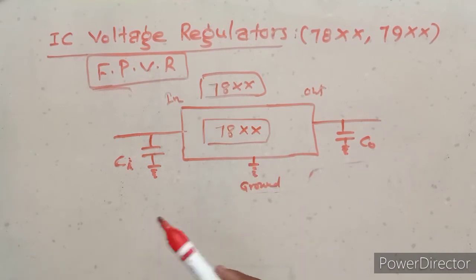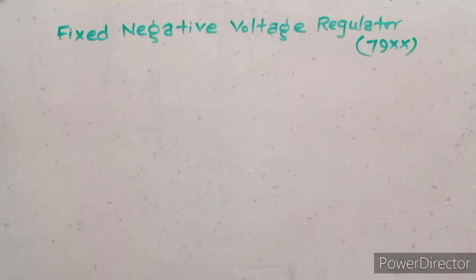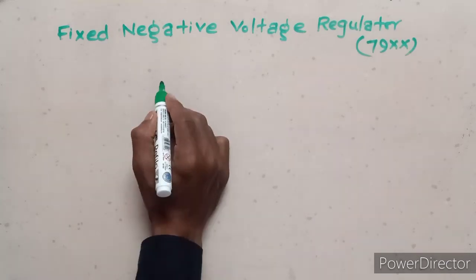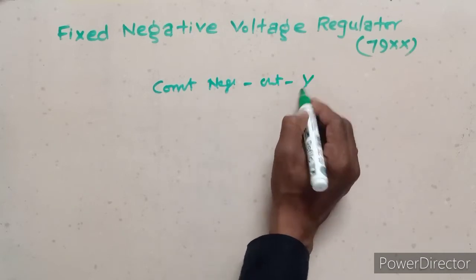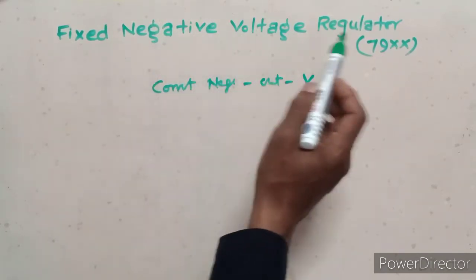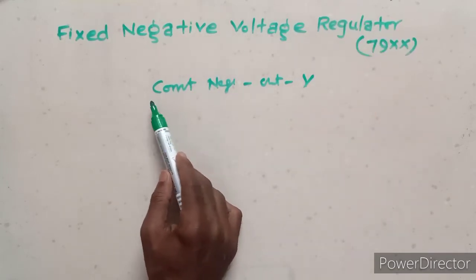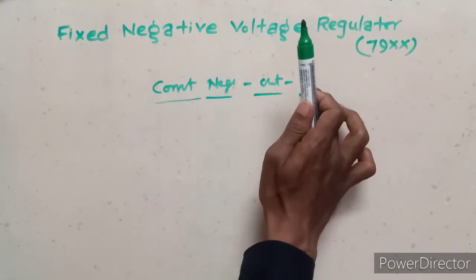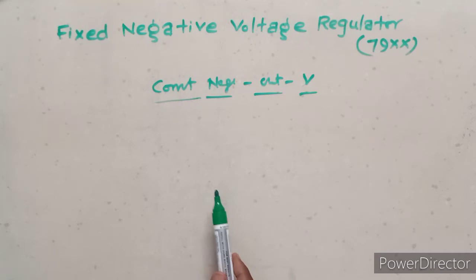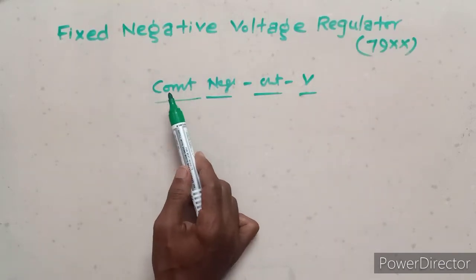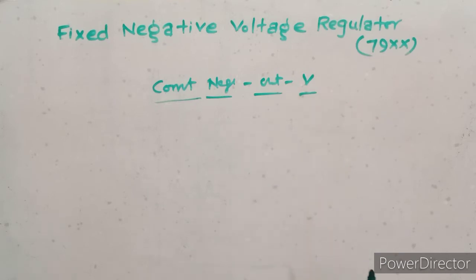The IC 79 series is called a fixed negative voltage regulator. These regulators provide a constant negative output voltage. The fixed positive voltage regulator gives a constant positive output voltage, while the fixed negative voltage regulator provides a constant negative output voltage.